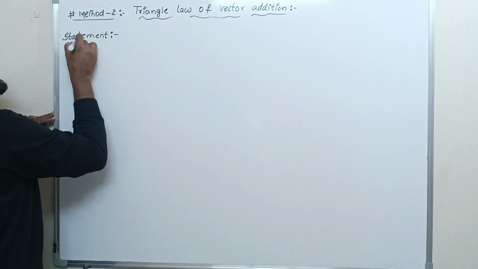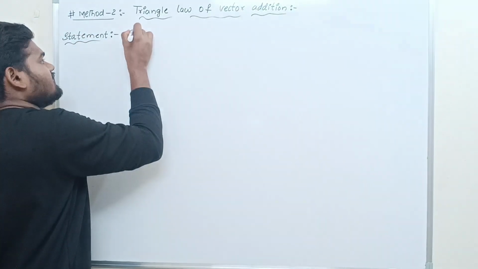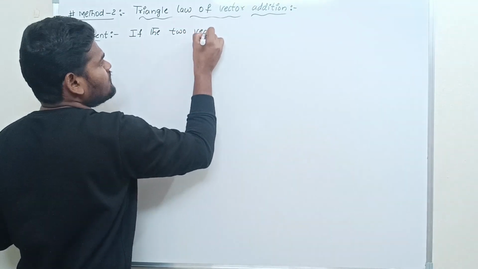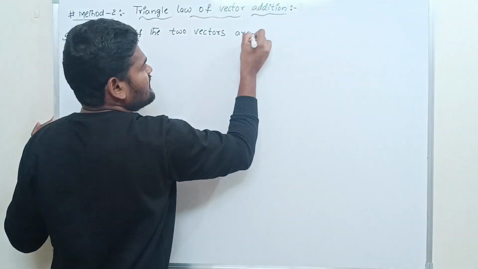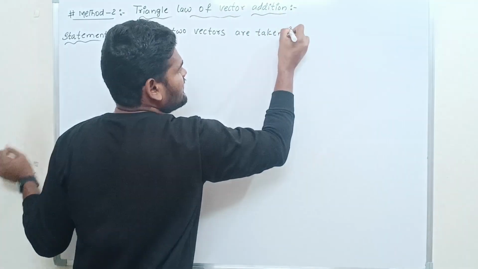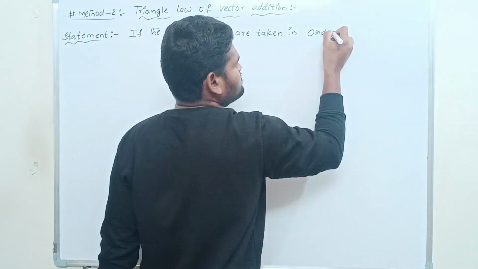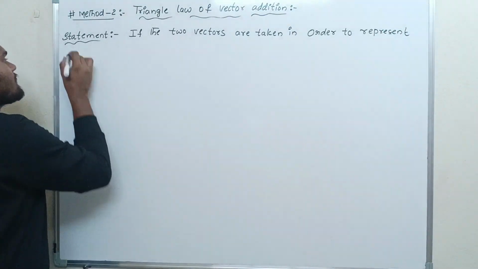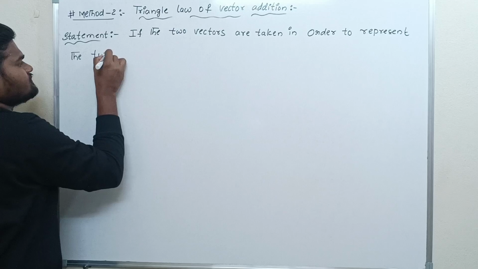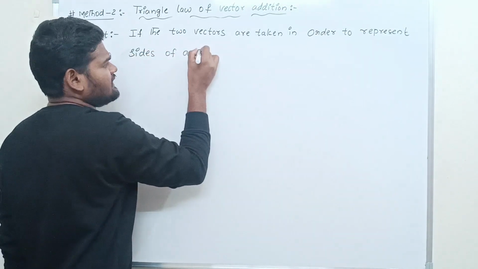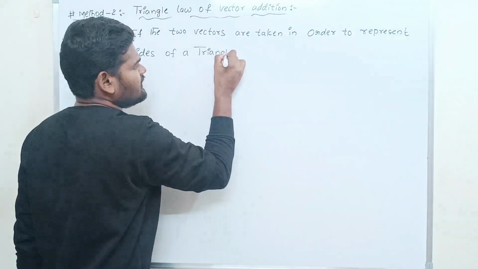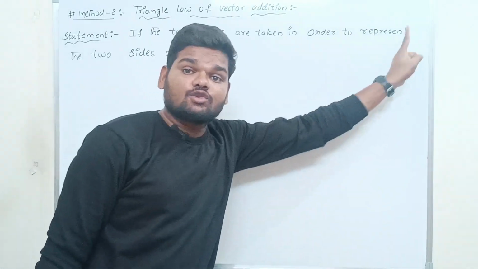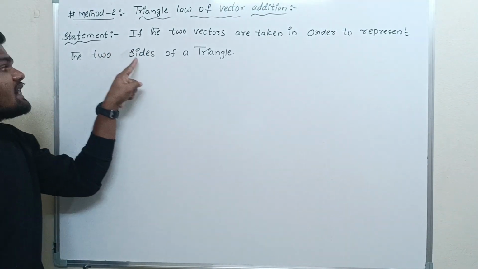So the statement for triangle law of vector addition is, if the two vectors are taken in order to represent the two sides of a triangle. Two sides of a triangle. Okay. So what are they taken? If the two vectors are taken in order to represent the two sides of a triangle.